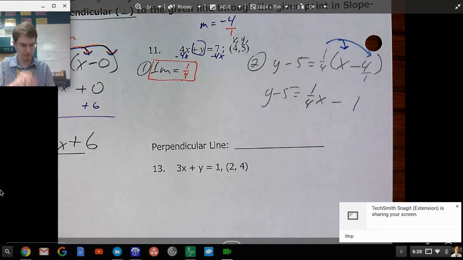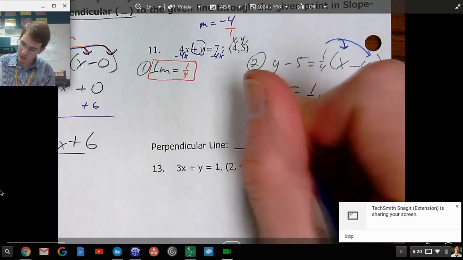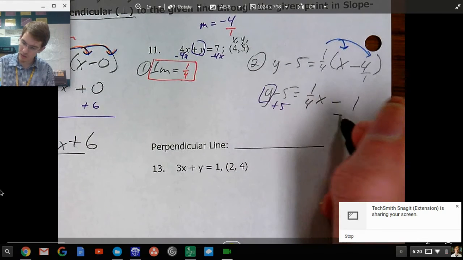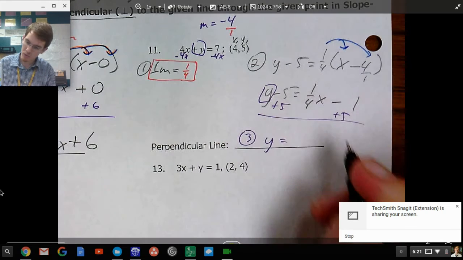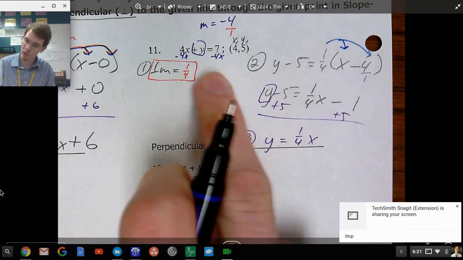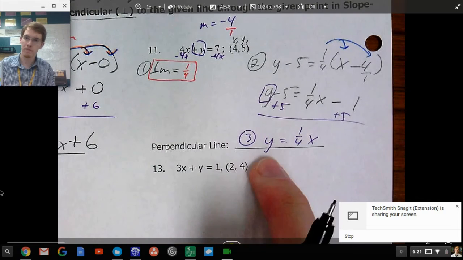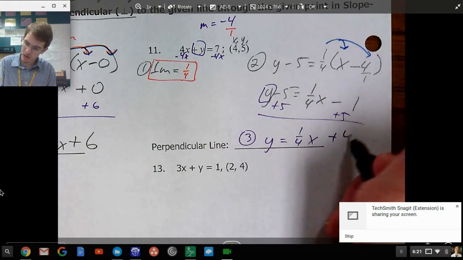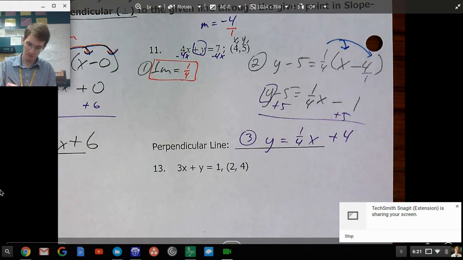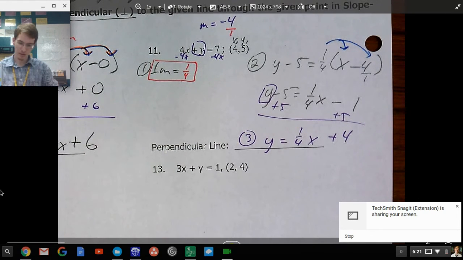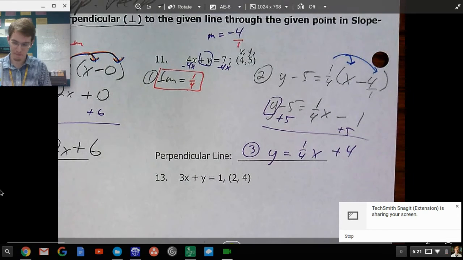Now bring down my y minus 5. As always, my last step is to get that y by itself, so I have to add 5 to both sides and get y equals 1/4 x. The slope is the same as what we started with over there, plus 4. So there we have that one.